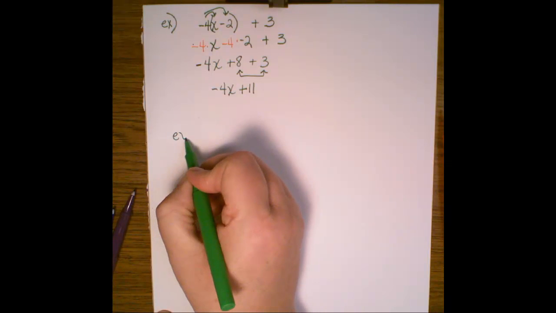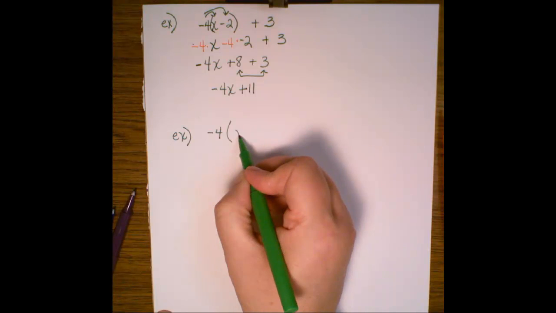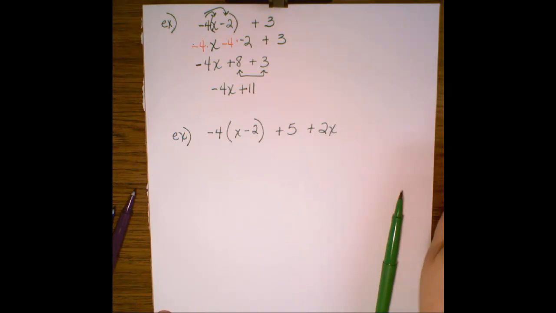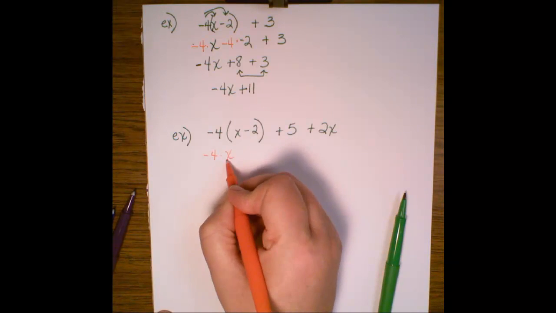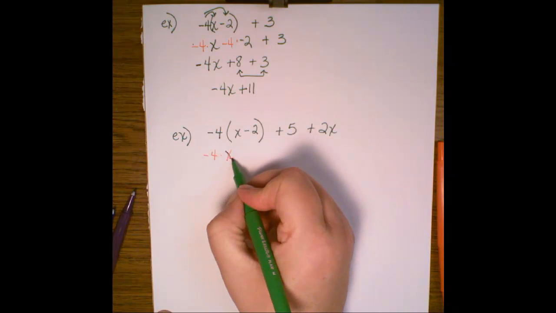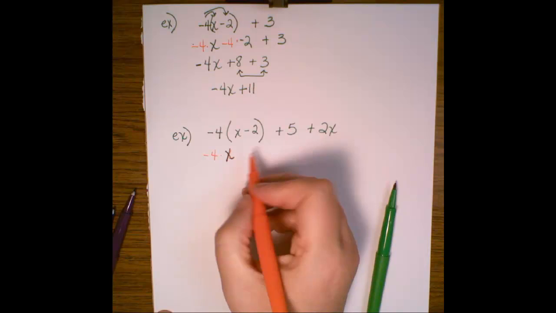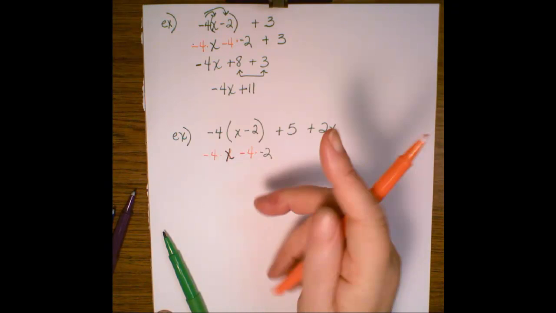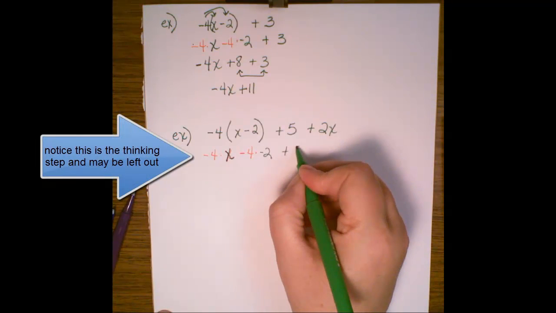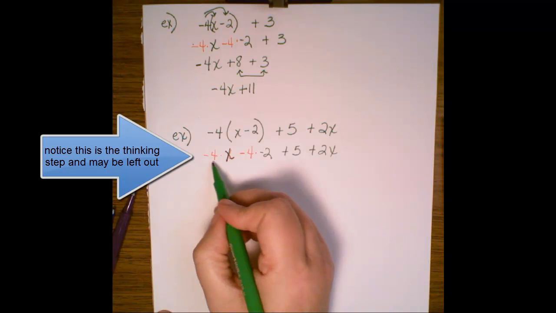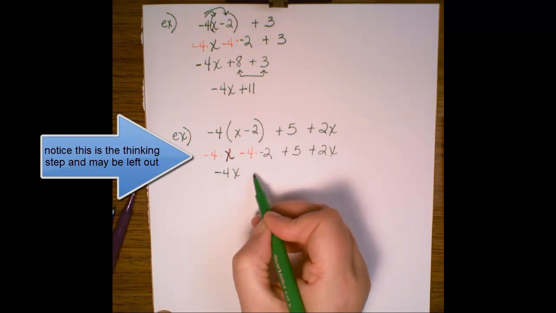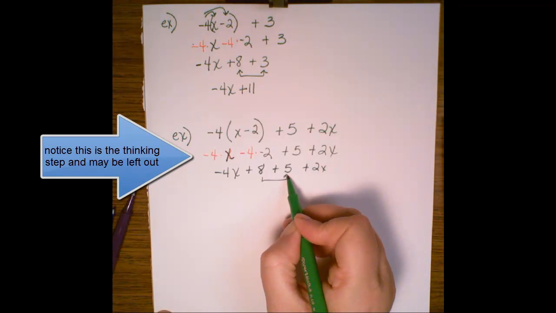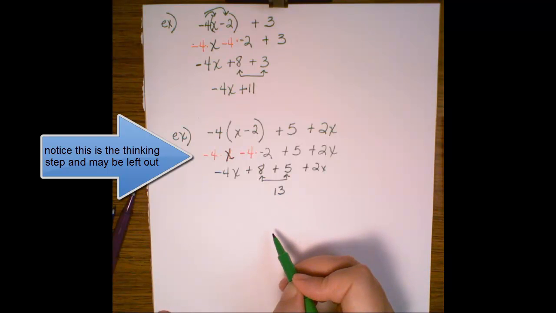And as our last example, -4 times (x minus 2) plus 5 plus 2x. And again, that's going to be -4 times x, minus 4 times a -2, plus 5 plus 2x. That gives me -4x. A -4 times a -2 gives me +8 plus 5 plus 2x. Well, these are like terms: 8 and 5, which is 13.